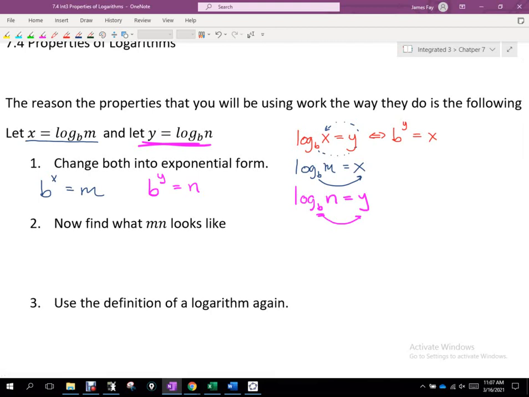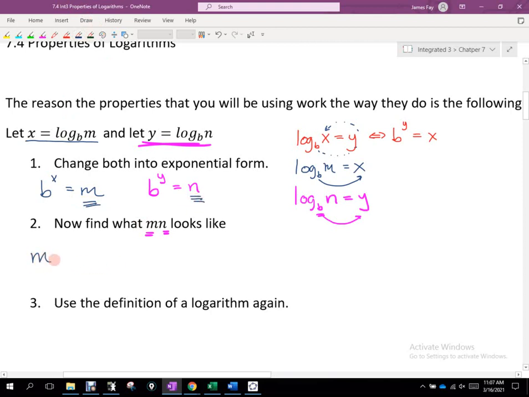So if I start with log base b of m equals x and log base b of n equals y, then from what we've learned in the last couple of days, the exponential format of that is b to the x equals m and b to the y equals n. Okay? Now, it says find what m times n looks like. Well, m is this thing, right? n would be that thing, correct?